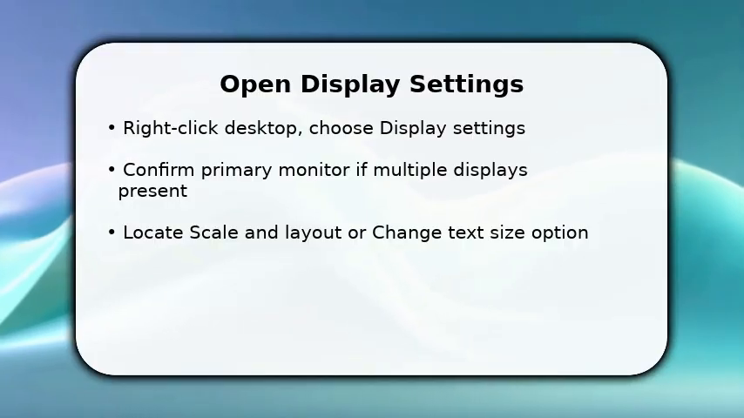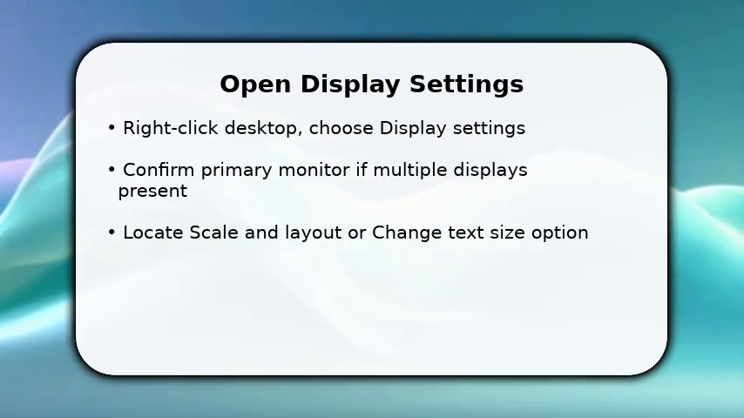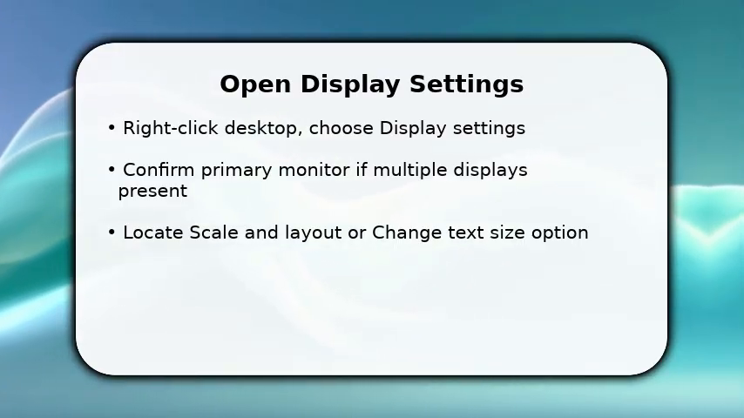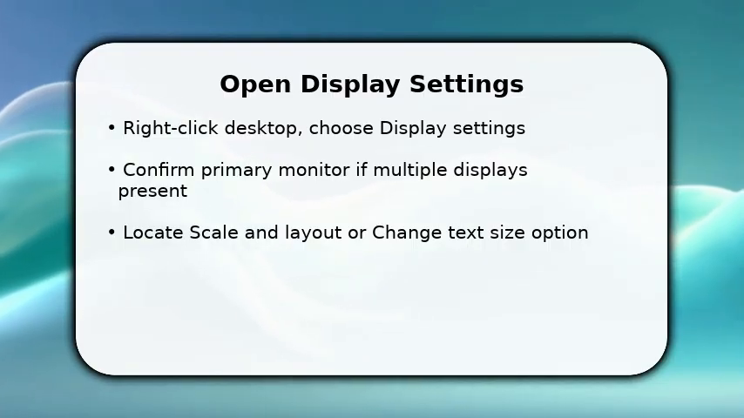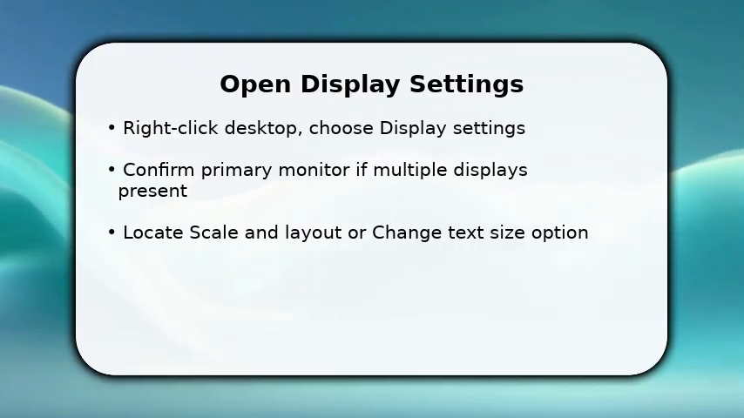You start by opening display settings, so you change the system-wide font size. This is the only reliable way. Right-click the desktop and select Display Settings, then make sure you are on the primary monitor. Once there, look for Scale and Layout or a Change Text Size control.